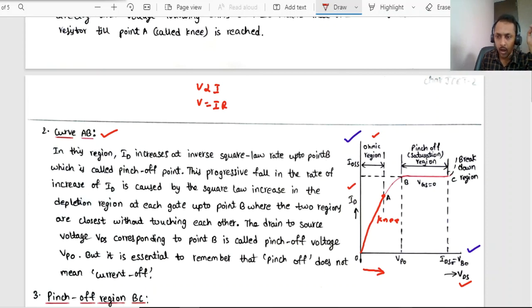With the increase in the VDS, the drain source voltage, you will reach a point B called the pinch off voltage. You will reach a point B where the current further will not increase. Very important: the current keeps on increasing up to point B, and from there onwards, even though you are increasing the value of voltage, the current almost remains constant. Very important, dear students.